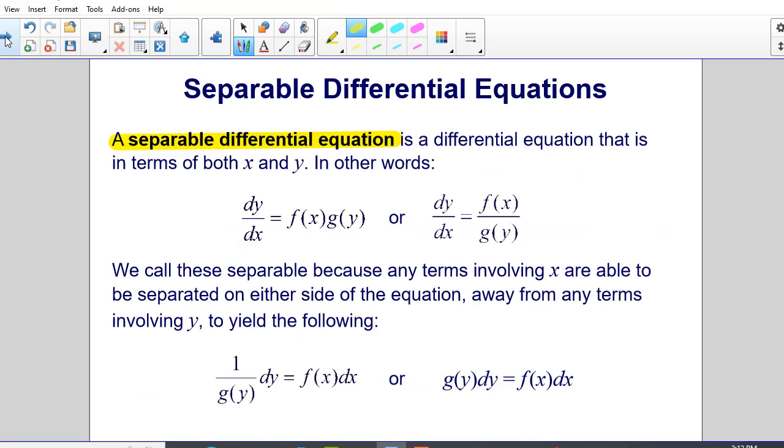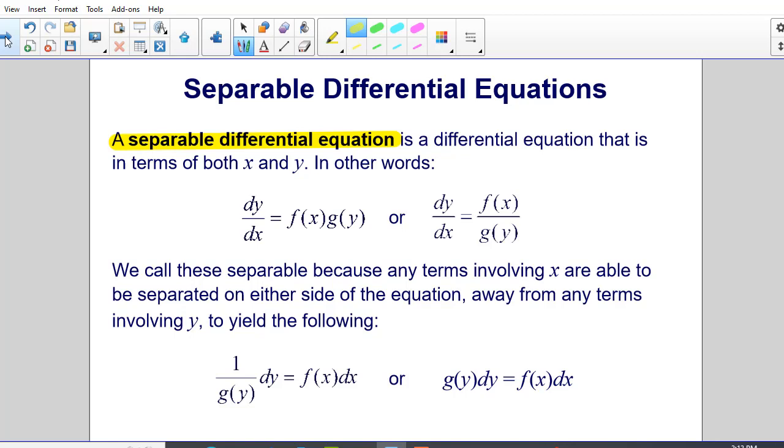I'm going to define the phrase separable differential equations. A separable differential equation is a differential equation that is in terms of both x and y. In other words, if dy/dx is equal to f of x times g of y, or if dy/dx is equal to f of x over g of y, we call these separable because any terms involving x are able to be separated on the other side of the equation, away from any terms involving y, to yield the following.